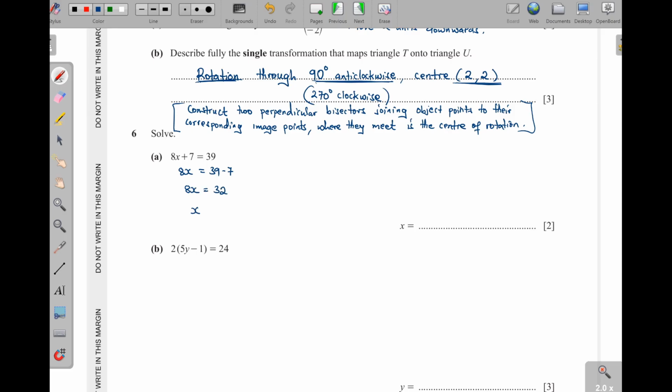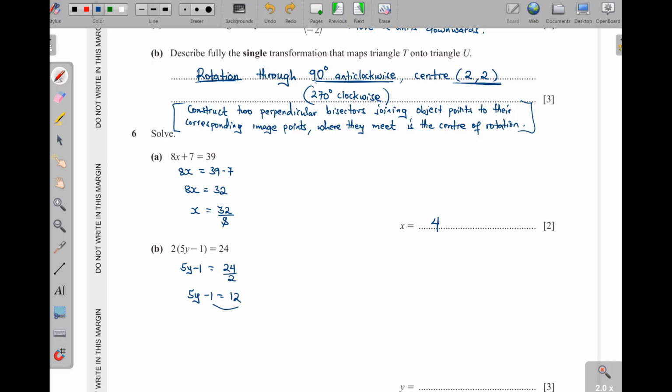So how do we get x from here? Since this one is a multiplication, to undo multiplication, we divide. So 32, divide all through by 8, then this one gives us a 4. And then here, this is multiplication. To undo the multiplication, you do division. So we shall have 5y minus 1, which is equal to 24 divided by 2. Or you can begin by opening the brackets. So 5y here minus 1 is equal to 12.